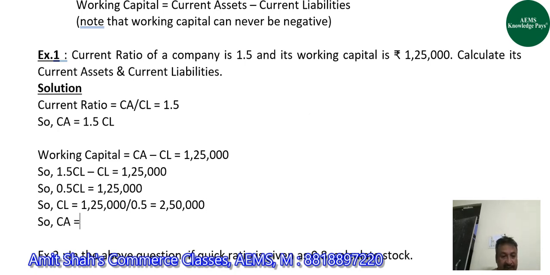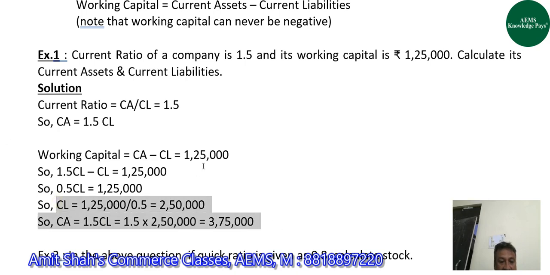So here, guys, current assets would be 1.5 current liabilities, that is 1.5 into 2,50,000, that is 3,75,000. So now we have got both current assets and current liabilities.